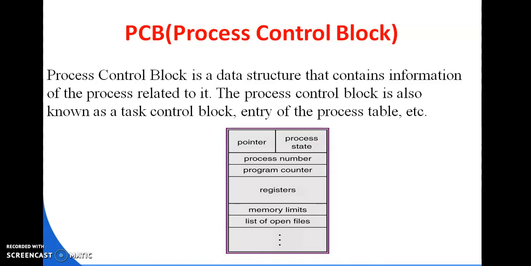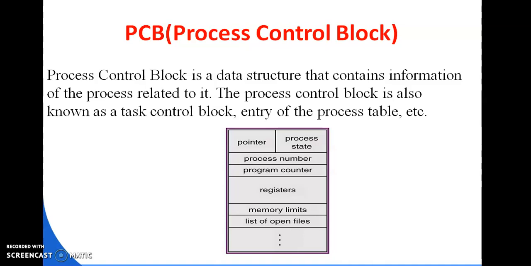Scheduling information: the process priority, pointers to scheduling queue, etc., is the CPU scheduling information that is contained in the PCB, and this may also include any other scheduling parameters. Next is your memory management information. The memory management information includes the page table or the segment tables depending on the memory system used. It also contains the value of the base register and the limit register, etc.